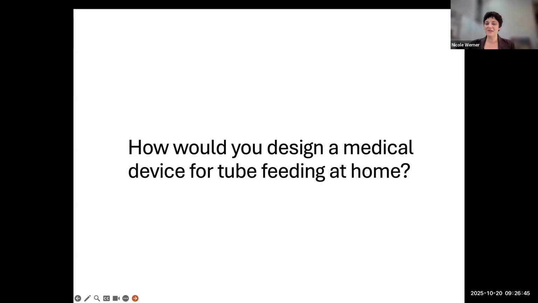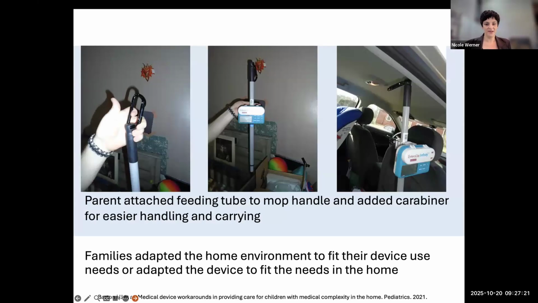Okay, and then how would you design a medical device for tube feeding at home? You don't necessarily have to answer this question. I just want to show you this picture. When children go home with tube feeding, especially small children with medical complexity, they are often on 24-hour continuous feeds. These devices are not designed for movement or sleeping or leaving the house. And so they get these tube feeding enteral pumps, which is this blue box here.